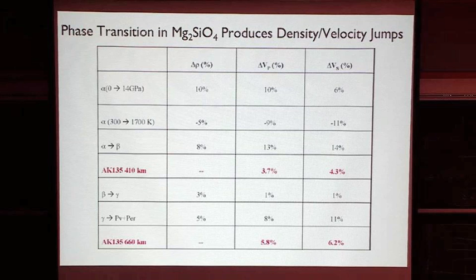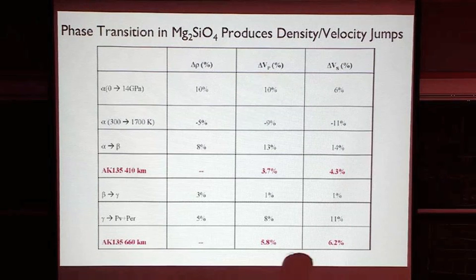Mark? Just to clarify, that change from 0 to 14 GPa is 1700 Kelvin. It's not as if those vary linearly with one another. That's right, that's a good point. And it also depends on at what pressure you are changing the temperature. So there are all these involved variations. But on the first order, it's true they are opposite from each other.